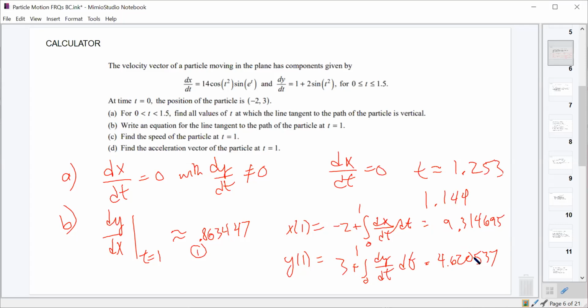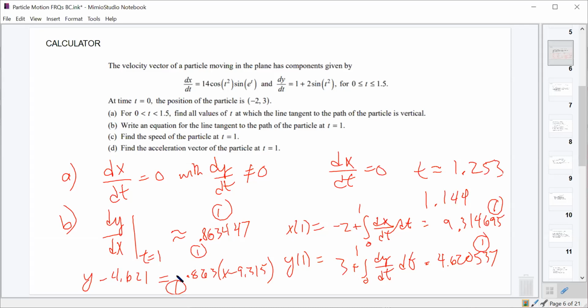Okay, that's fine. You have to find the values on the test, because it says write an equation of the line. They want numeric things, right? They want your answer to be y minus 4.621 equals 0.863 times x minus 9.315. They want that answer, so make sure you do that. 4 points for that one: 1 point for the slope, 1 point for the x coordinate, 1 point for the y coordinate, 1 point for the equation.